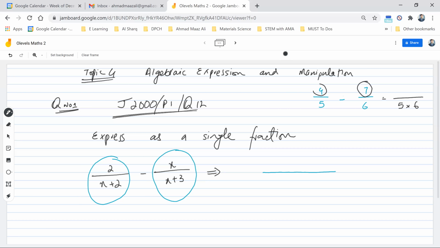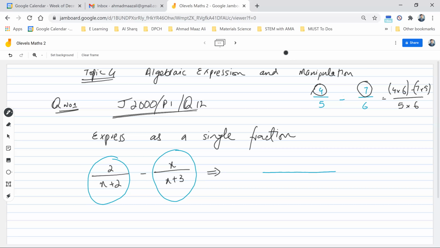LCM is taken. It's 30. Now what's next? We will subtract then. No, no, no, no, no. No, we will multiply. Go ahead. When we make 5 into 30, we'll multiply it by 6, so we'll multiply 4 by 6 too, and multiply 6 by 5, so we'll multiply 7 by 5 too. Exactly. Very good. You'll do 4 times 6 minus 7 times 5.